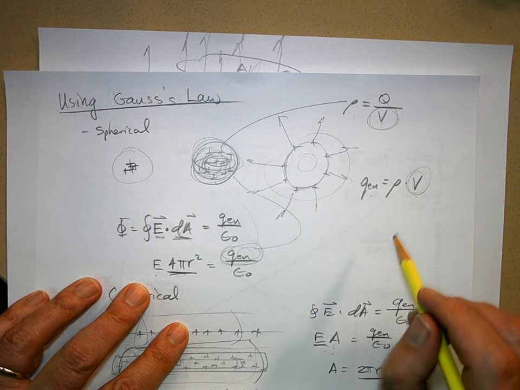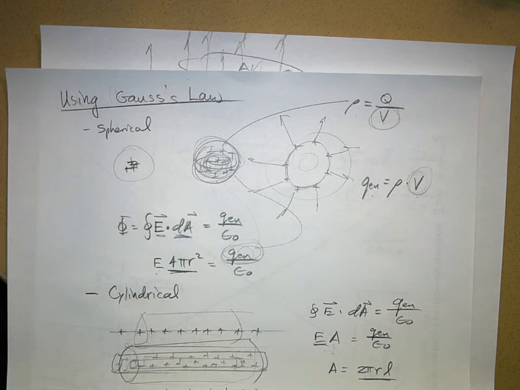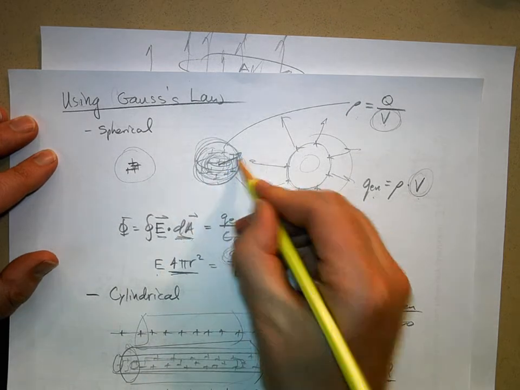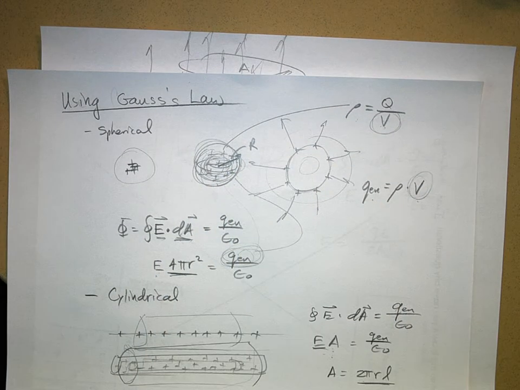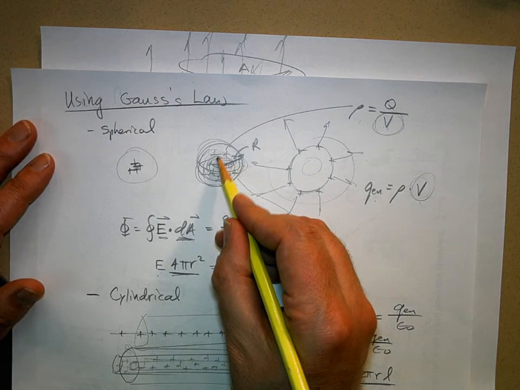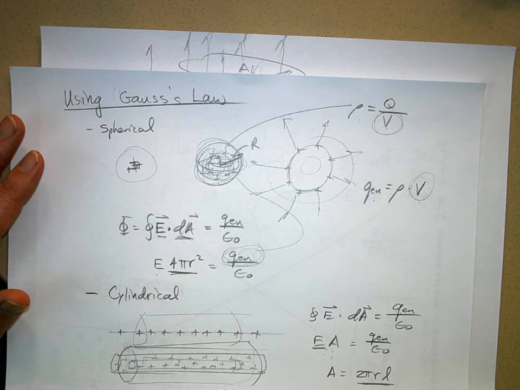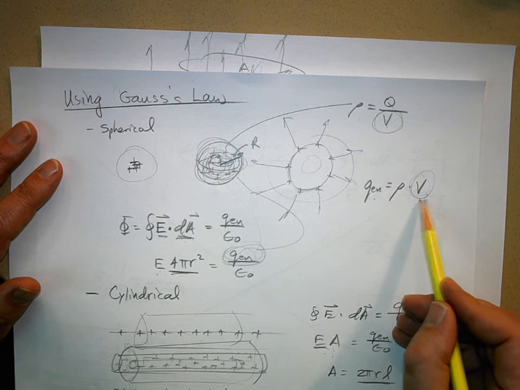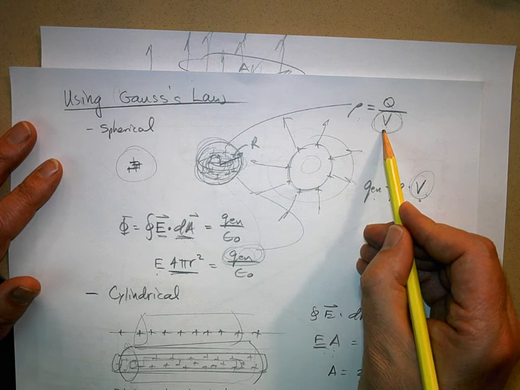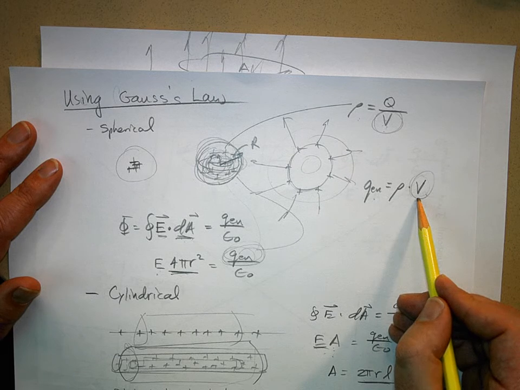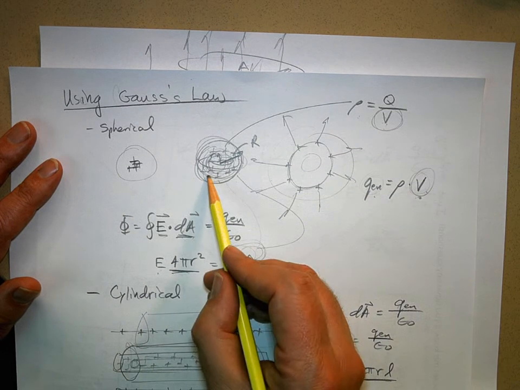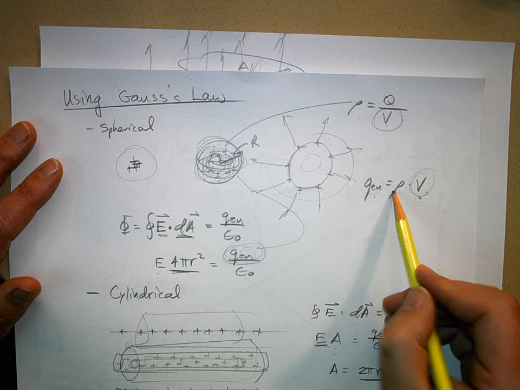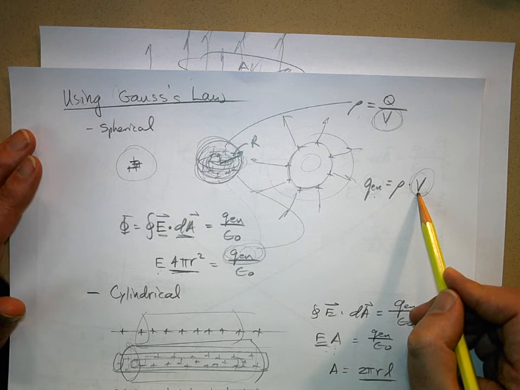Am I talking about the radius of the whole thing? We'll call that big R. Or am I talking about the R of my Gaussian surface? We'll call that little r. All right? Are you going to use big R or little r for this one? You'll use big R for this one. You use little r for this one. Because here you're trying to find out how much charge is enclosed by the Gaussian surface. It's the density times the volume contained by the Gaussian surface. Yes? Okay.